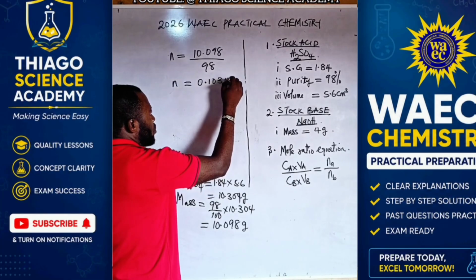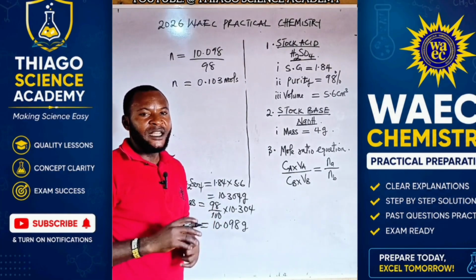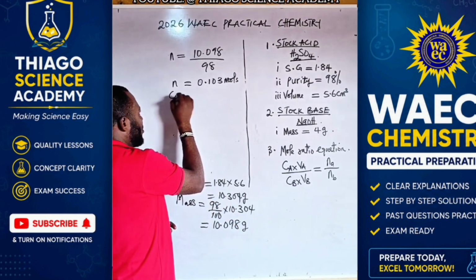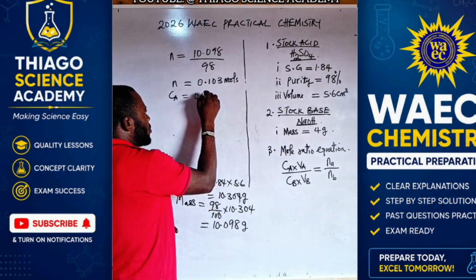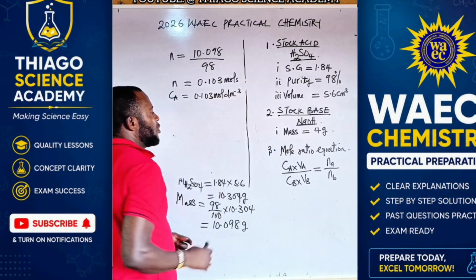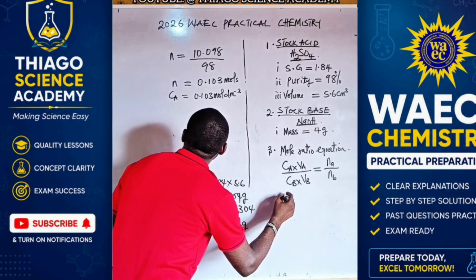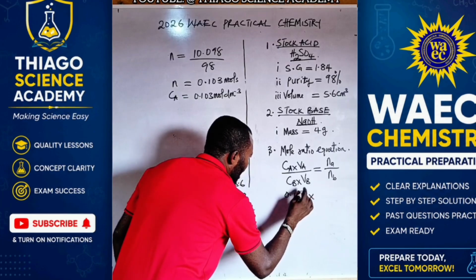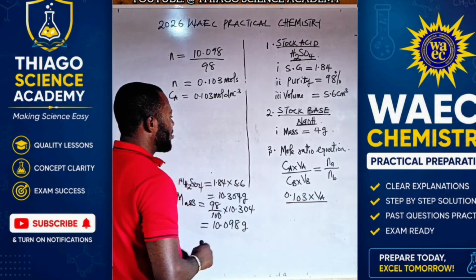moles. And since it is going to be dissolved in 1 dm cube of distilled water, that means that the concentration of the acid is equal to 0.103 mole per dm cube. So that is your Ca. Our Ca is 0.103, then multiply by Va, then over, now let's calculate Cb.